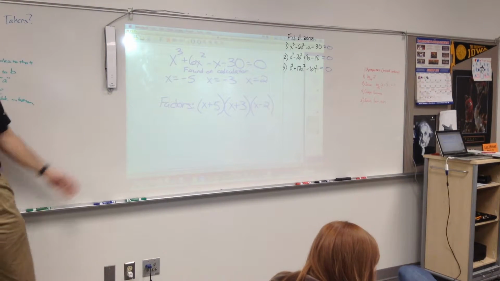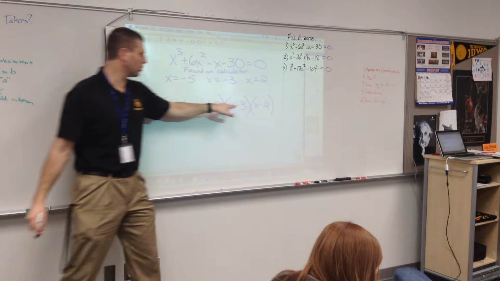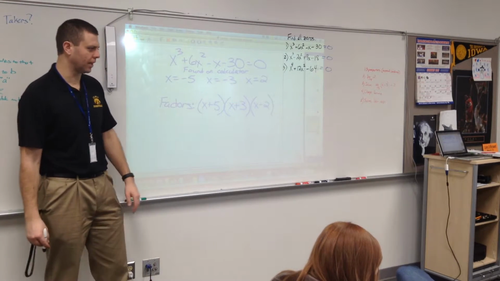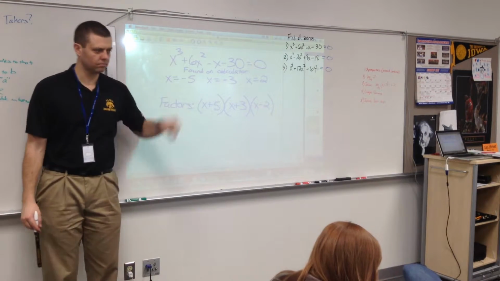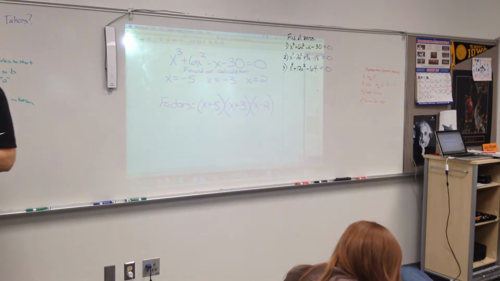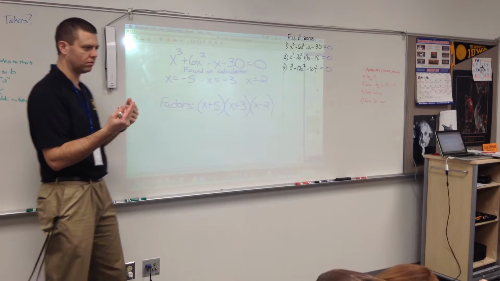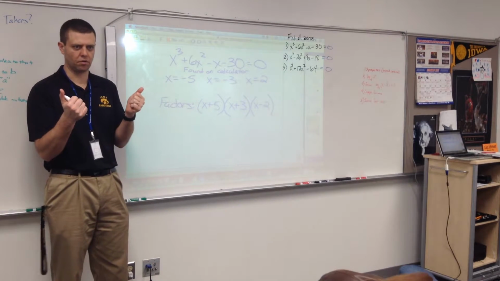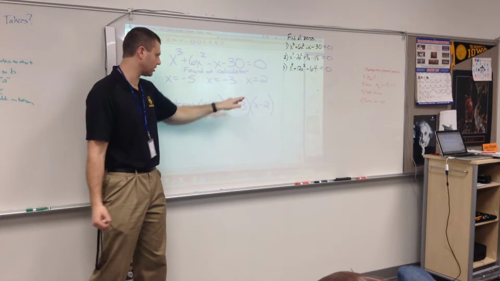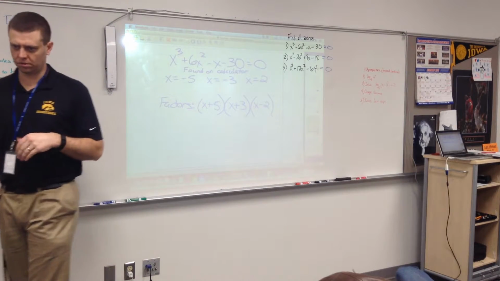Okay? These would be the factors. If I multiply these 3 factors together, what do I get? Right up here, right? My original polynomial. If you know the zeros, you know the factors. If you know the factors, you know the zeros, vice versa. Yes? No? Everybody on board with that? If you know the zeros, you know the factors. If you know the factors, you know the zeros?